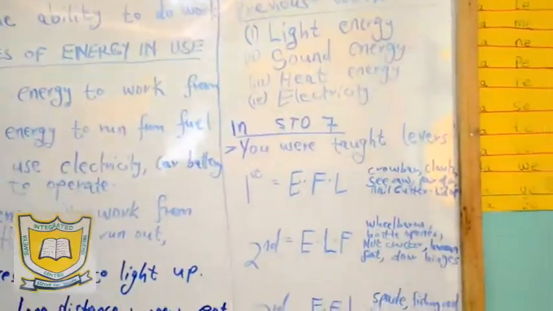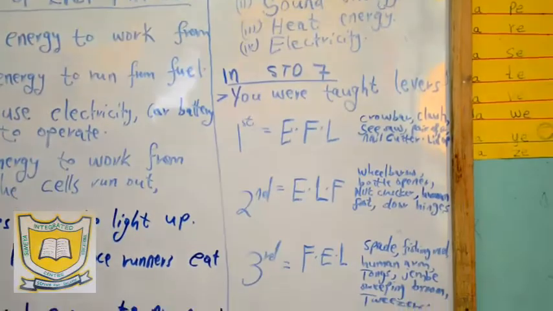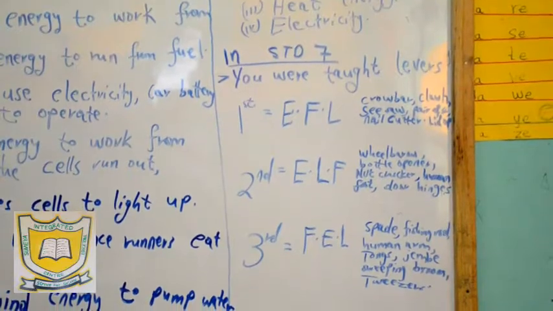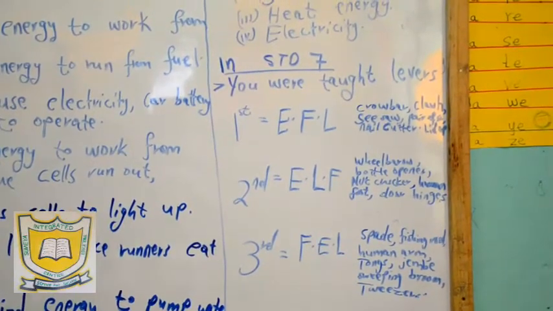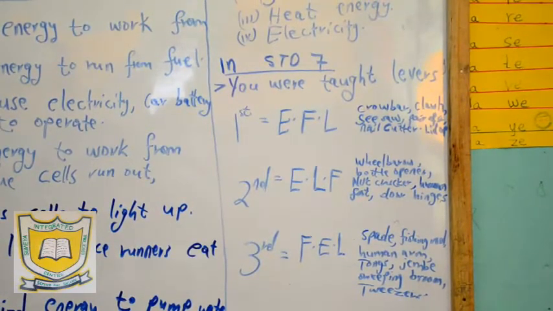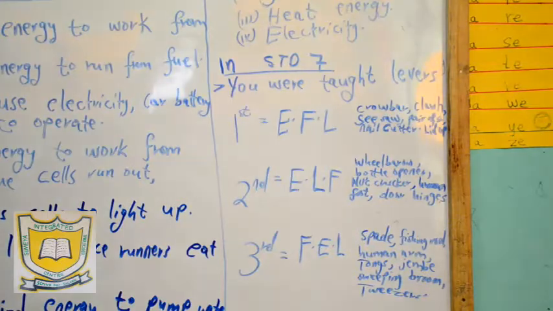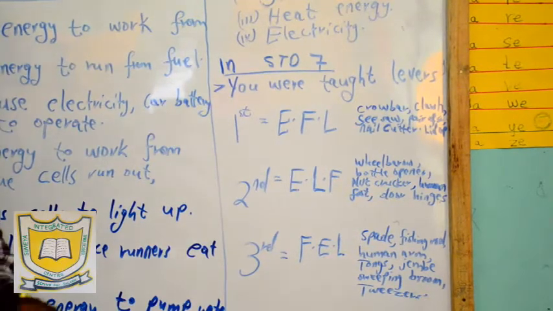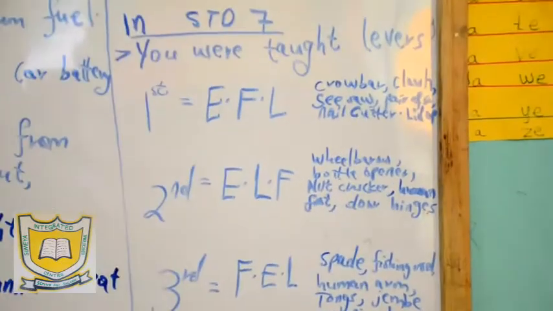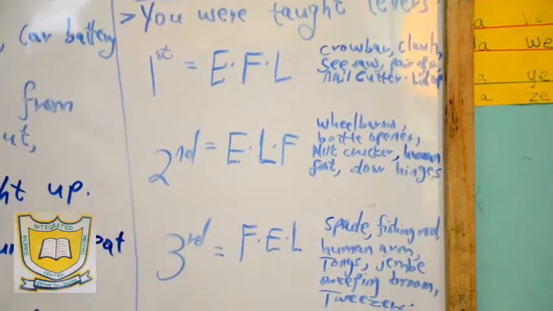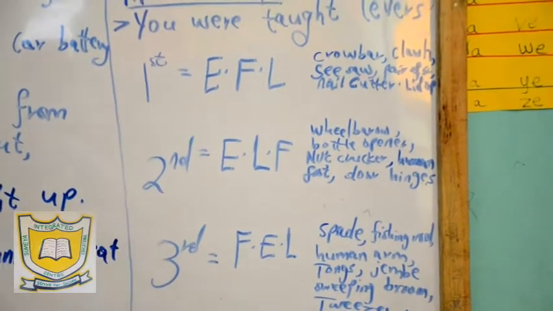You covered levers where we said that levers are machines that make work easier by increasing the effort distance. Now, you have to understand that there are 3 classes of levers, of which we have the first class lever, we have the second class lever, and also we have the third class levers.